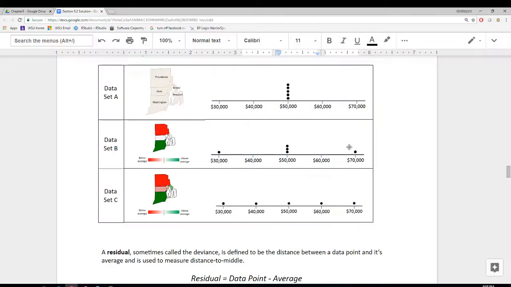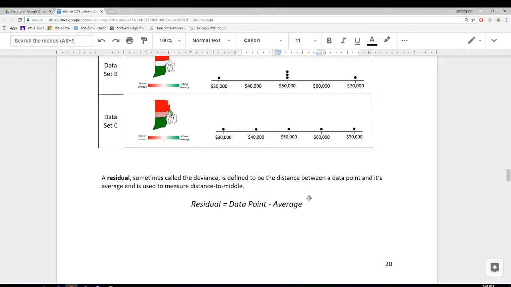The residual value for the value at $70,000 would just be 70,000 minus 50,000, so that'd be $20,000 as well. The residual for this point is negative, and the residual for this one is positive. So if I'm at a positive residual, that means I'm above the average. And if I have a negative residual, it means that I'm below the average.